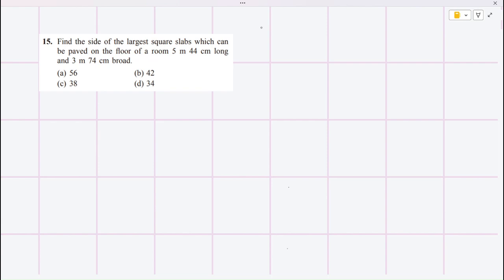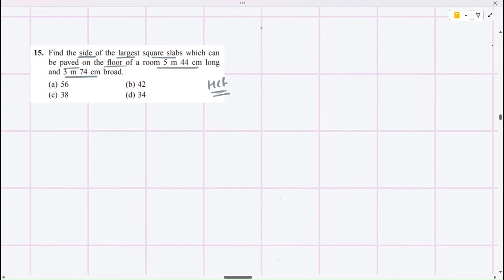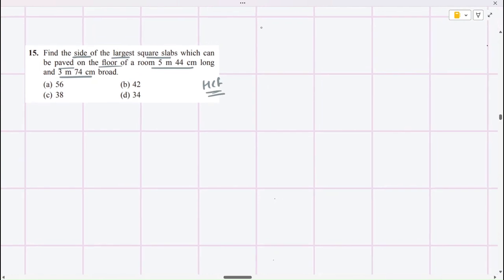Now the present question says: find the side of the largest square slabs which can be paved on the floor of a room 5 meter 44 centimeter long and 3 meter 74 centimeter broad. So basically this is a highest common factor question, and how do we know this? They're asking the side of the largest square slab which needs to be paved on the floor of a room.